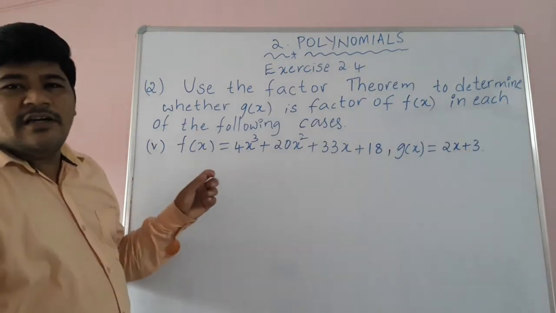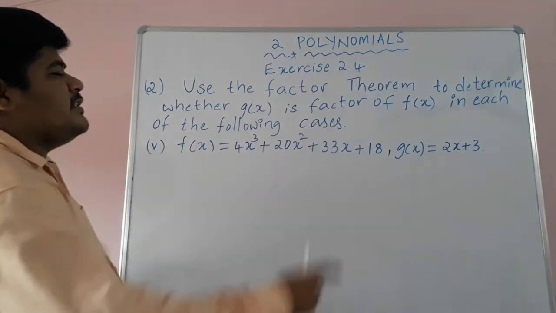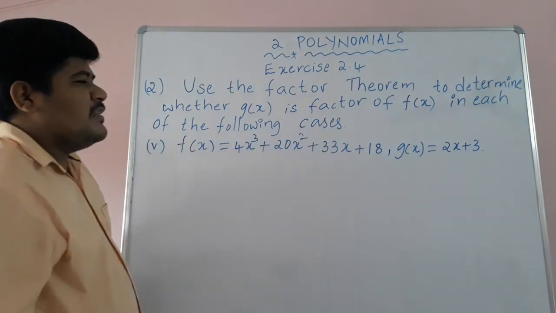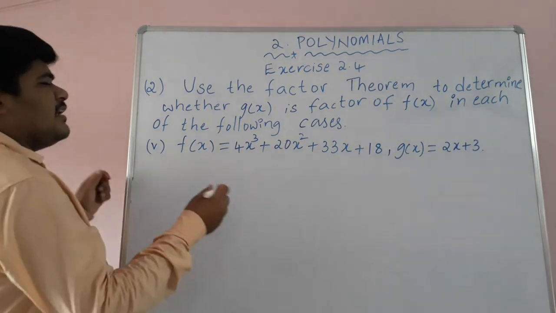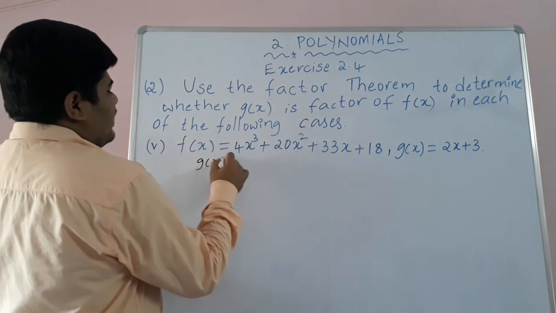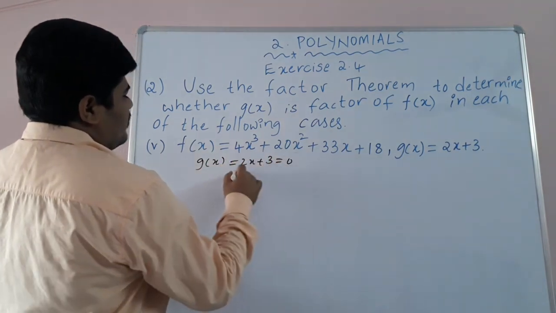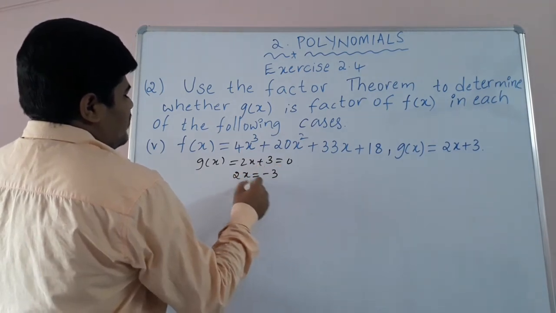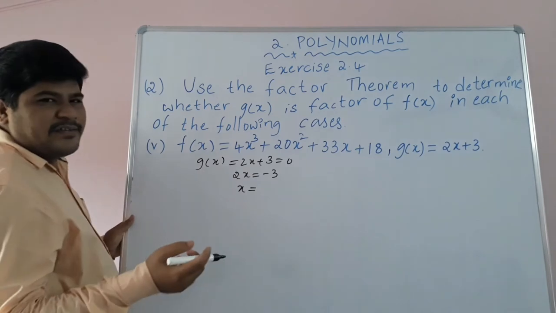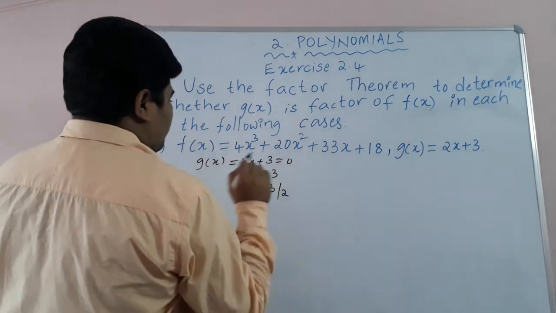f of x is equal to 4x cube plus 20x square plus 33x plus 18. g of x is equal to 2x plus 3. They are asking us whether g of x is a factor of f of x or not. So children, take the linear polynomial g of x and equate it to 0. 2x plus 3 is equal to 0, so 2x is equal to negative 3. Children, 2x is nothing but 2 into x. After transposing, into becomes divide, so you will get x as minus 3 by 2.